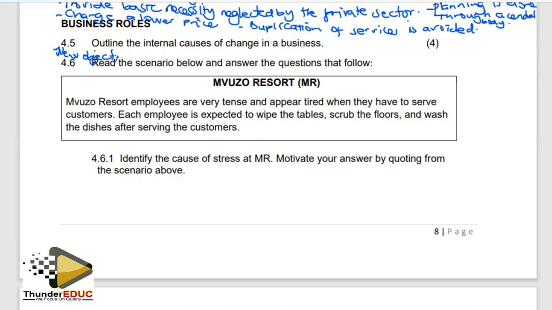Another aspect is when there is a high staff turnover, which may cause change in the business. Sometimes a business faces a situation where employees keep leaving. Today one goes, the other day another one leaves, which is not good for the company, for the operations and the image. Therefore, there could be certain reasons why staff turnover has increased. If it is identified, we need to change it.